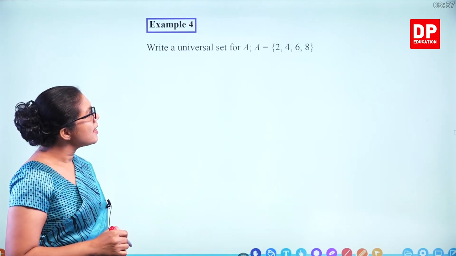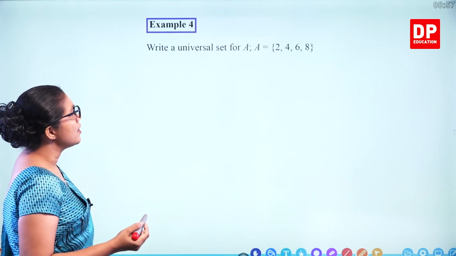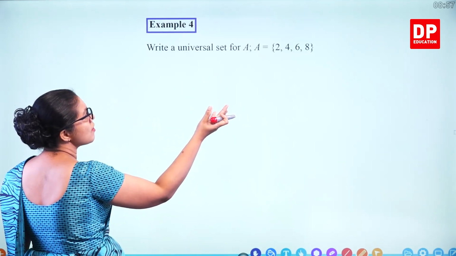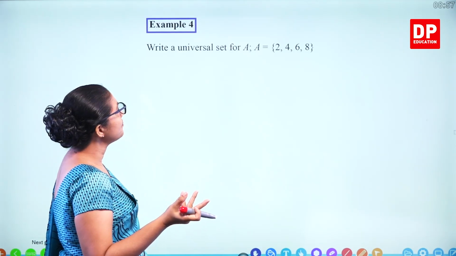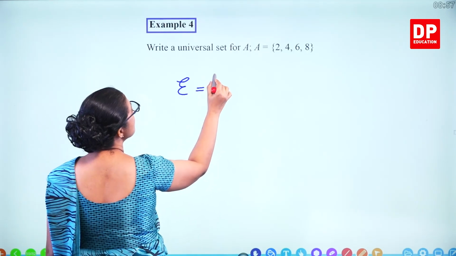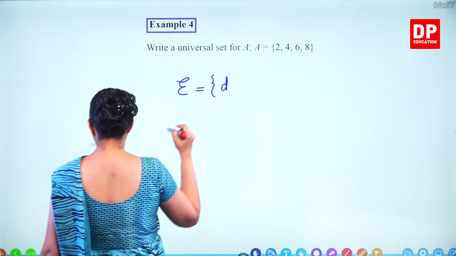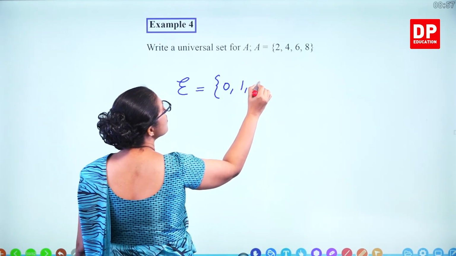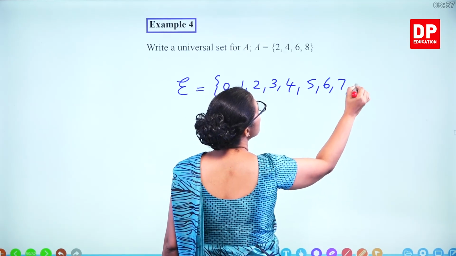Write a universal set for A {2, 4, 6, 8}. So I can say universal is digits, all digits in the Hindu-Arabic number system. So universal set is, I can write digits, or I can write all digits like this: 0, 1, 2, 3, 4, 5, 6, 7, 8, 9.